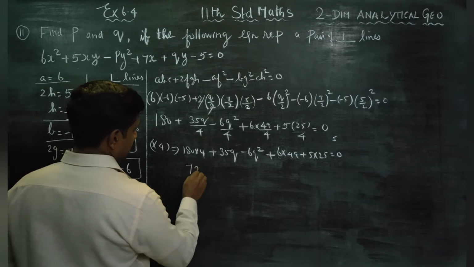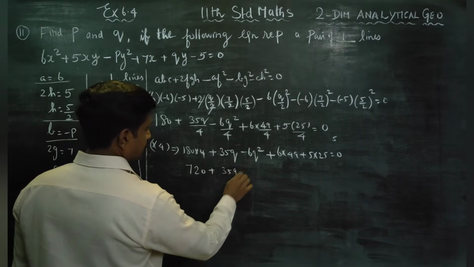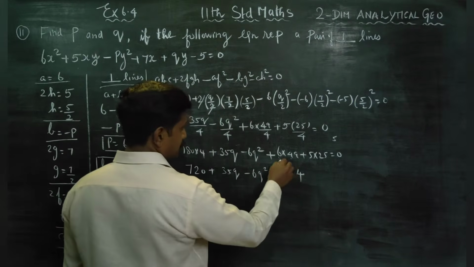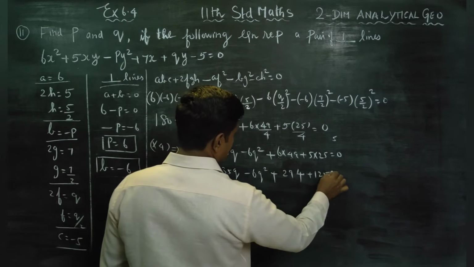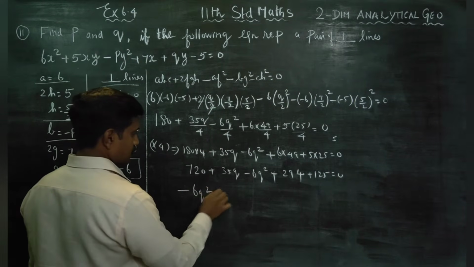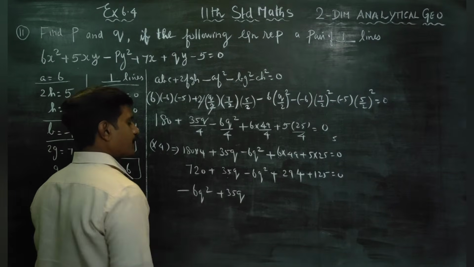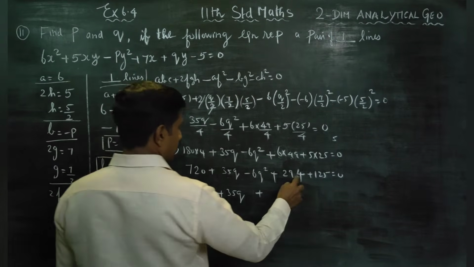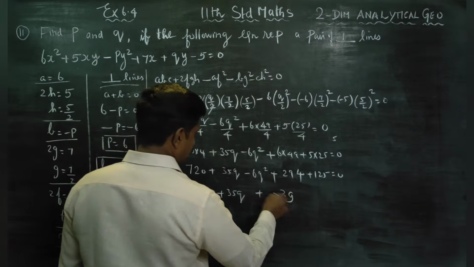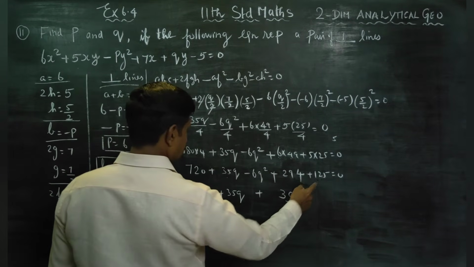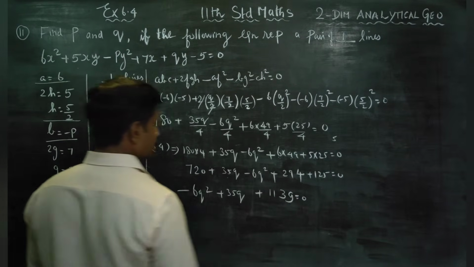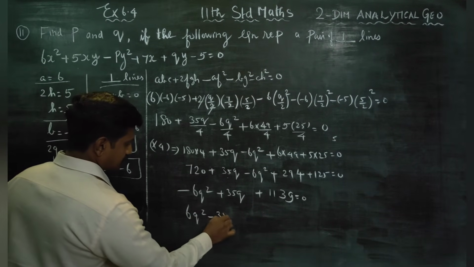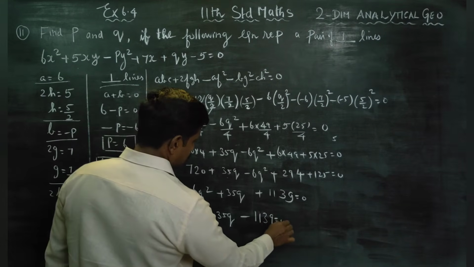180 into 4 becomes 720 plus 35q minus 6q square. 6 9s are 54, 5 carry, 6 4s are 24, 294, plus 125 is equal to 0. Minus 6q square plus 35q plus 1139 is equal to 0. Then divide fully by minus, and you will be getting 6q square minus 35q minus 1139 is equal to 0.